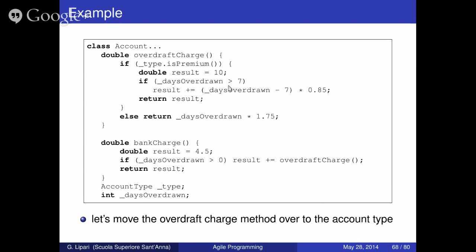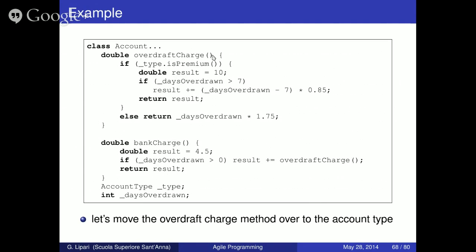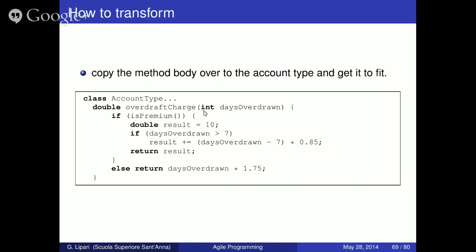Notice that days overdrawn is just used in read mode. We are not changing this variable. So we can pass it by value. So overdraft charge takes one parameter, which is called days overdrawn, without underscore, because now it's a parameter. If it's premium, we are in account type now, so no problem. Okay, so the code is just the same.